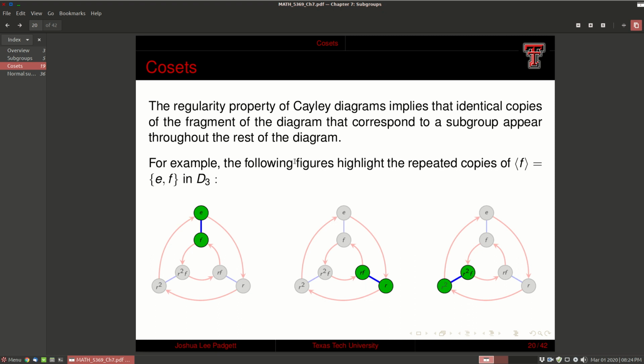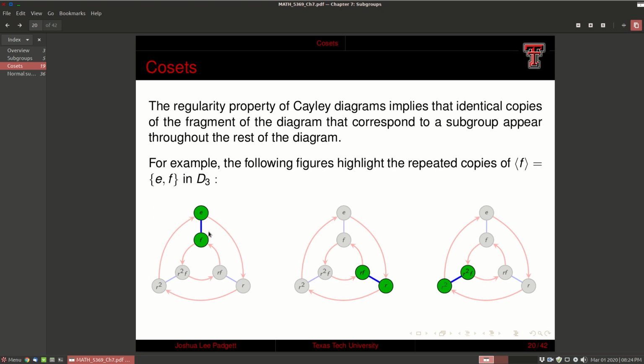But look at what I've done. There are 6 elements in D3, and 2 of them are on the left, 2 of them are in the middle, and 2 of them are on the right. So I have partitioned D3 into exactly 3 buckets, right? If you think of each picture as a bucket, I have 2 elements inside of this bucket, 2 elements inside of the middle bucket, and 2 elements inside of the right bucket.